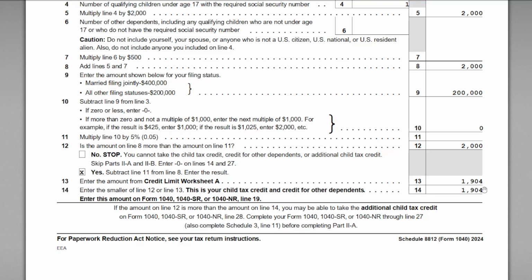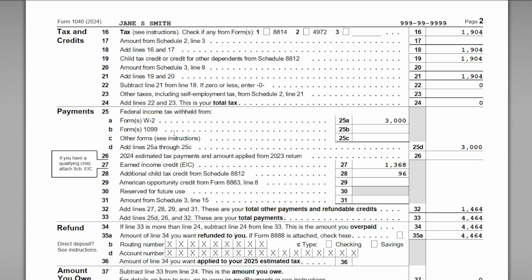All right, so if we take this number and we have it flow back up to page 2, we can see here line 19, child tax credit or credit for other dependents from the 8812. There we report our 1904 figure. And when we subtract the 1904 figure from the total tax, it zeroes it out. So the line 24 total tax that Jane has on her return right now has been whittled down to $0 because she was able to use the credit.